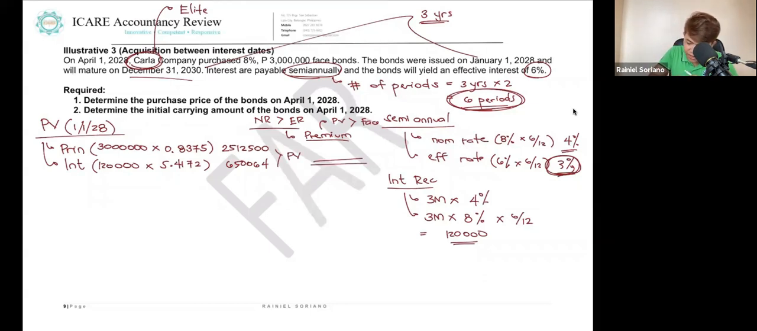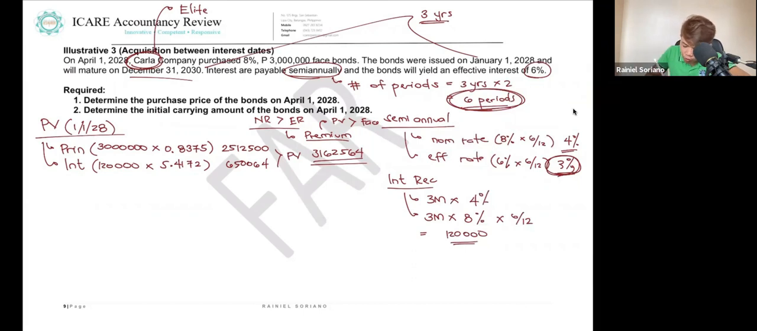2,512,500 plus 650,064. This is actually equal to 3,162,564. And as you can see, mas mataas talaga siya sa 3 million. Kasi kapag mas mababa sa 3 million yung na-compute mo dito, lagot ka na. Right? Mali ang sagot mo kapag ganon. Okay? Now, hindi pa yan yung sagot natin sa number 1 at number 2.